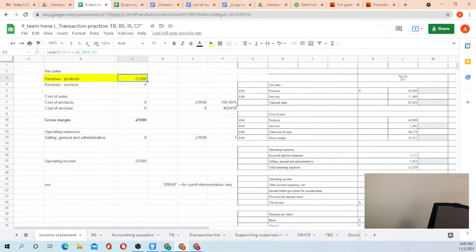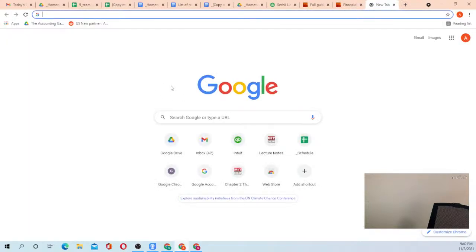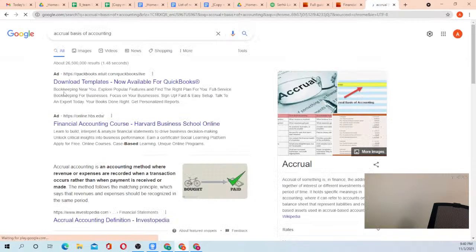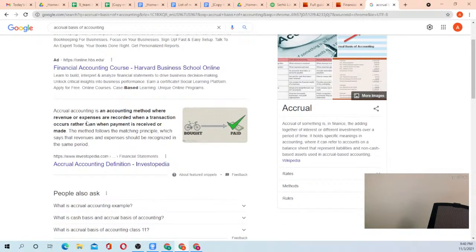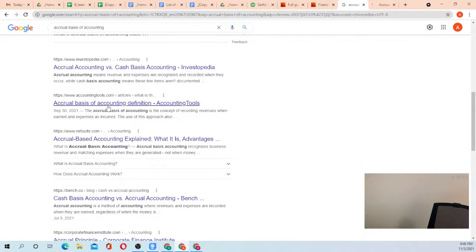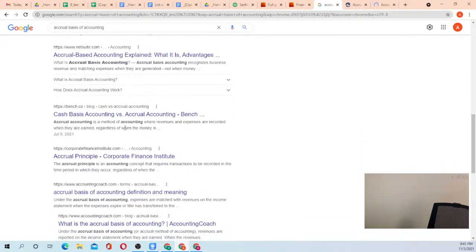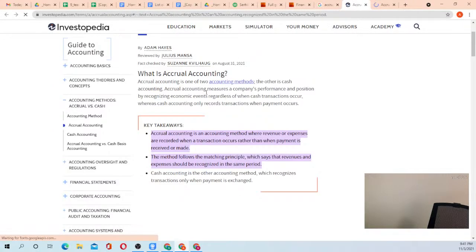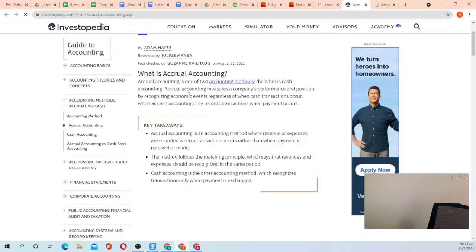Now let's move to the accrual basis. For that part, let's Google a bit. Let's do our own research of accrual basis. Investopedia and AccountingTools, and probably that should be enough. What is accrual accounting?